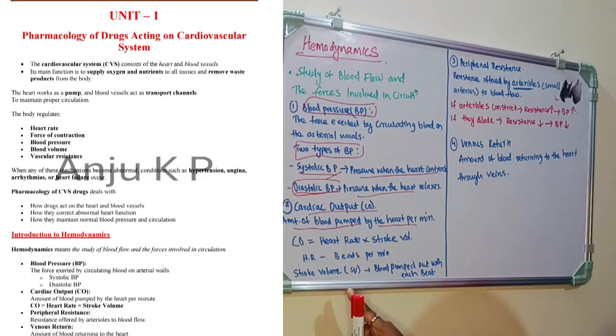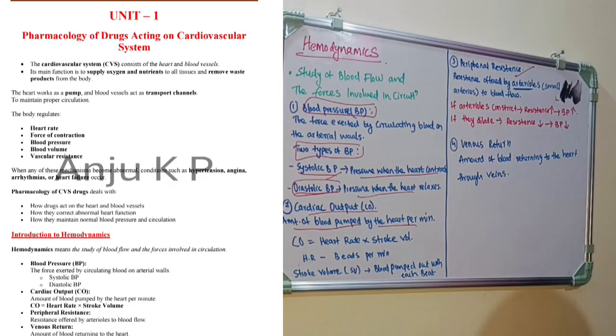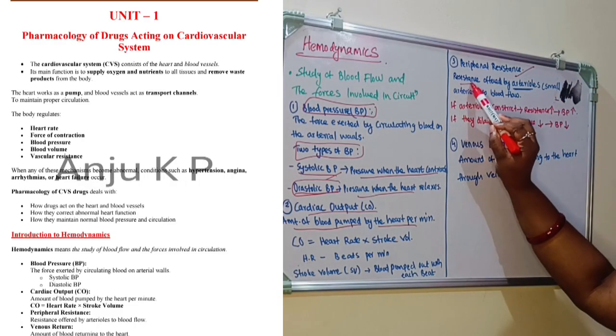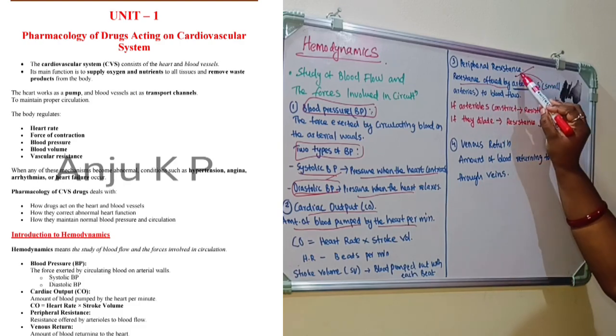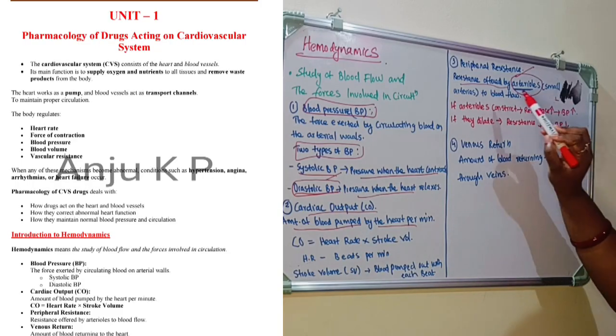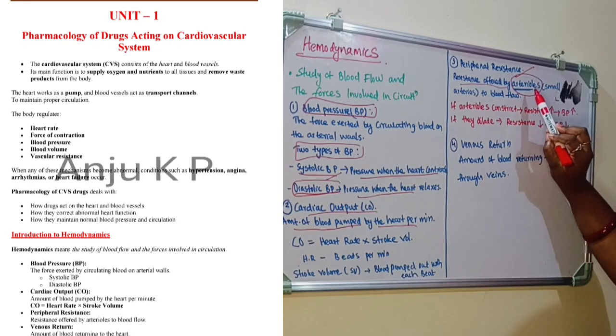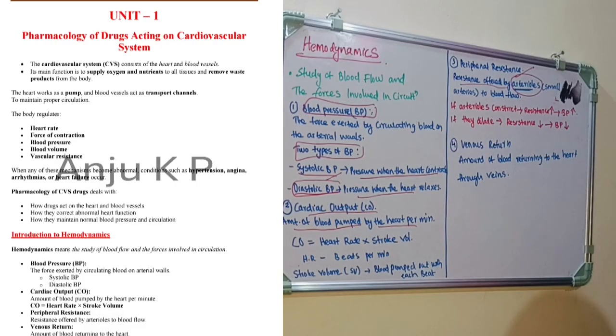So after getting the stroke volume and heartbeats per minute, we can calculate the cardiac output. Next, when we are talking about the peripheral resistance, this is the resistance offered by arterioles. What are arterioles? Arterioles are nothing but small arteries. So, resistance offered by arterioles to blood flow.